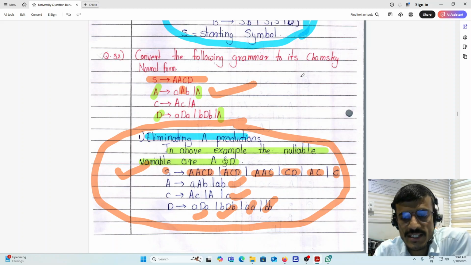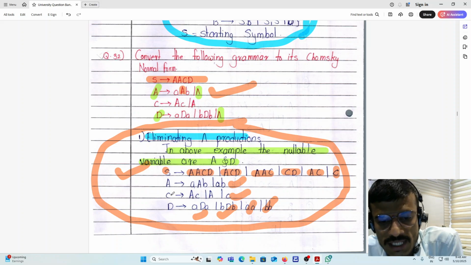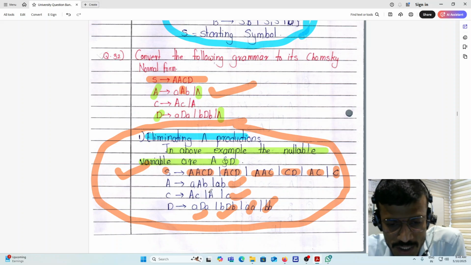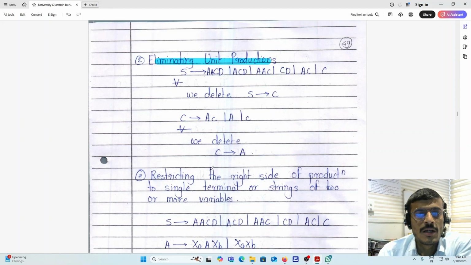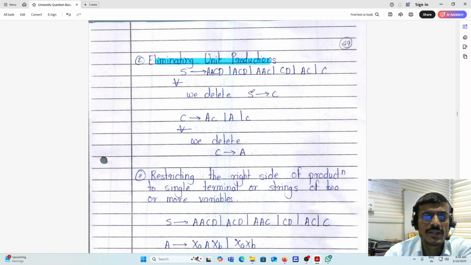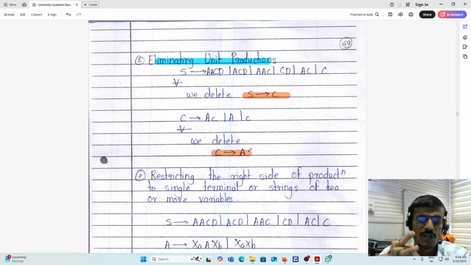So now we have to check for such types of productions. You can see S tends to C is a unit production. Also C tends to A is a unit production. Such productions have to be removed, and that is called unit production removal. So S tends to C can be removed, and we can also delete C tends to A. These are the only two unit productions to be removed.